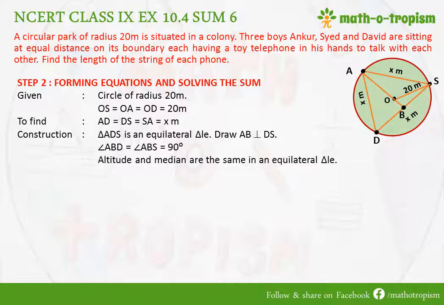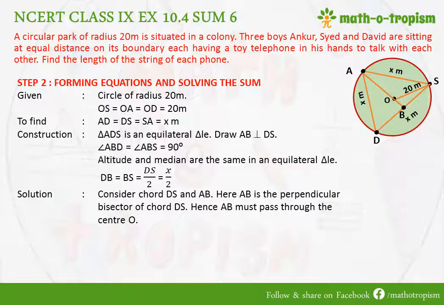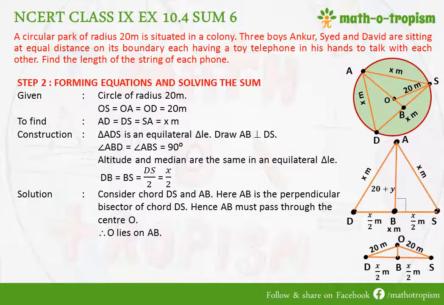Also for an equilateral triangle, DB is equal to BS is equal to half of DS, which is nothing but x by 2. Chord DS is having AB as its perpendicular bisector. Since the chord's perpendicular bisector must pass through the center O, it means O lies on AB. So once O lies on AB, we can take two triangles, ADS and ODS, and from ADS and ODS we will be finding x.